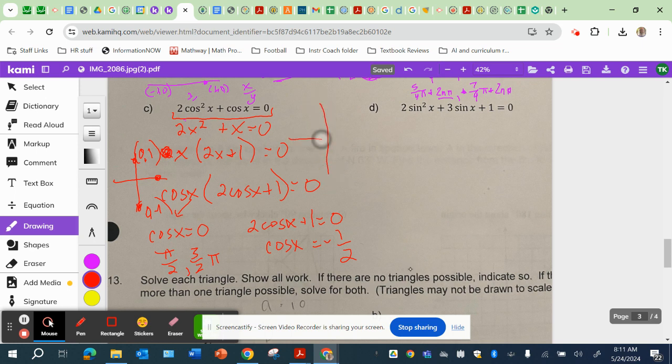Again, cosine is the x-coordinate. So it's either at the pi over 6 or the pi over 3. And so you just have to know which one the x-coordinate is 1/2. And you can make a chart. I'm guessing you guys have memorized that. So I'll show you on the unit circle.